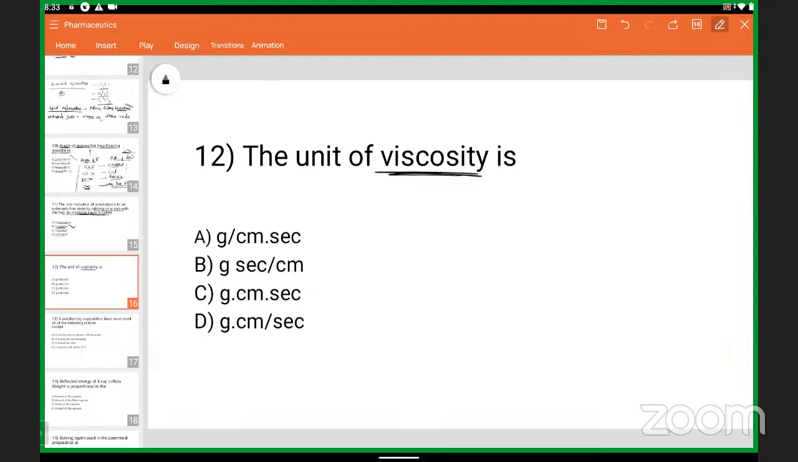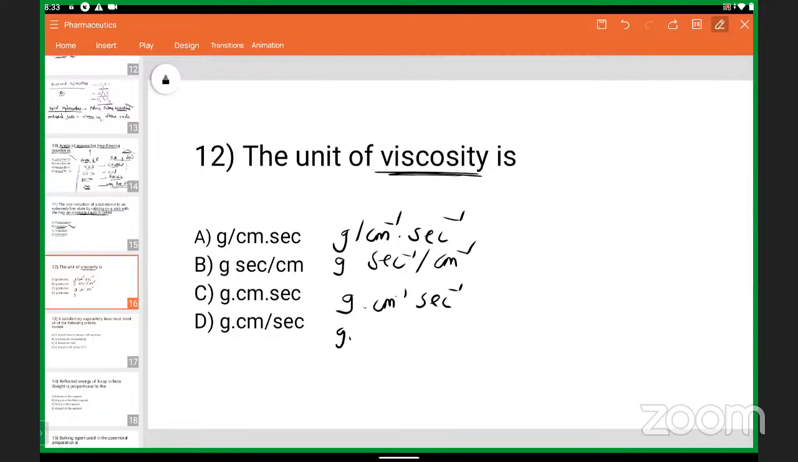यहाँ पे हर जगह पे आपका सेंटीमीटर इनवर्स होना चाहिए. Like if I want to write, that is gram per centimeter inverse per second inverse in this way. Again the second one is gram per second inverse centimeter inverse, then gram per centimeter inverse per second inverse, and option D is gram per centimeter inverse per second inverse. Okay, rheology से आपका equation है.